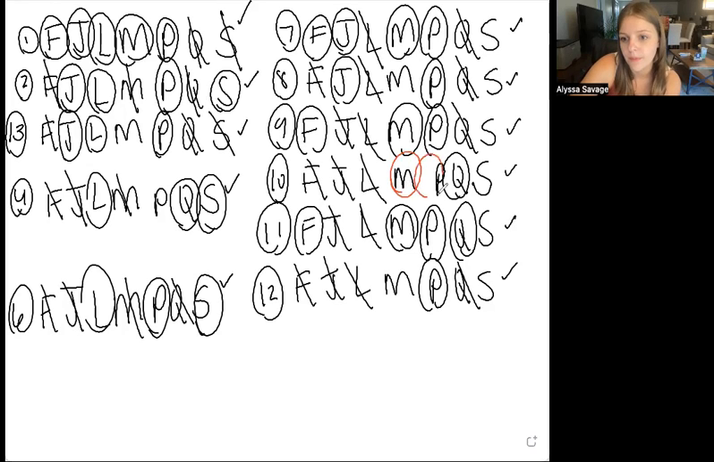We could have M, P, Q is already circled, and S, and everyone else is slashed out. So 10 would be matching with this answer choice.